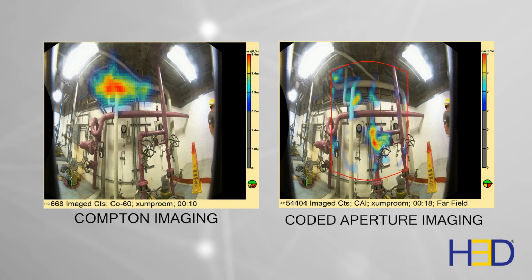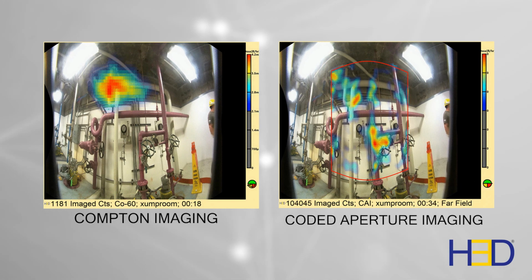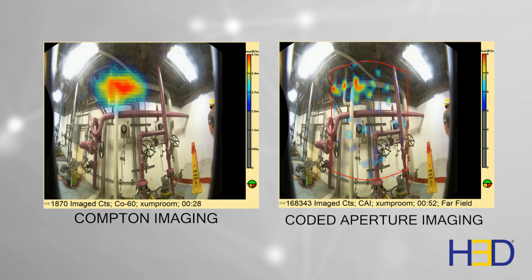By using a combination of Compton imaging and coated aperture imaging with an optical camera, H3D technology creates high-quality radiation images that accurately show where the radiation is located. And on the right is a coated aperture image of the same source.